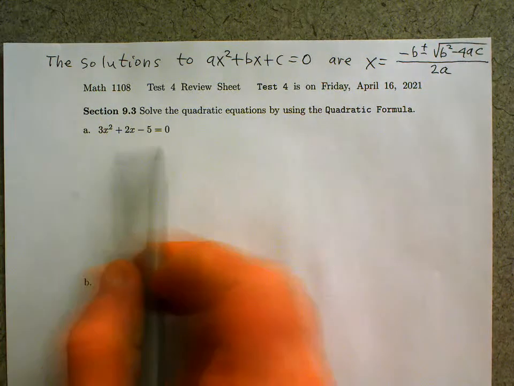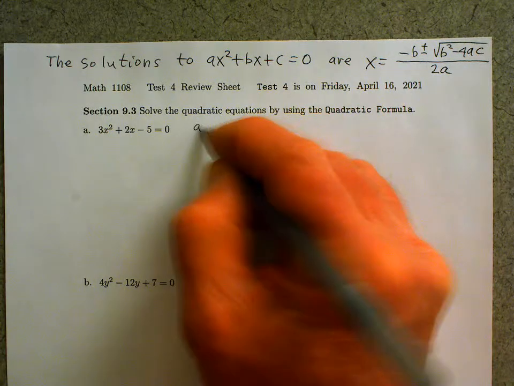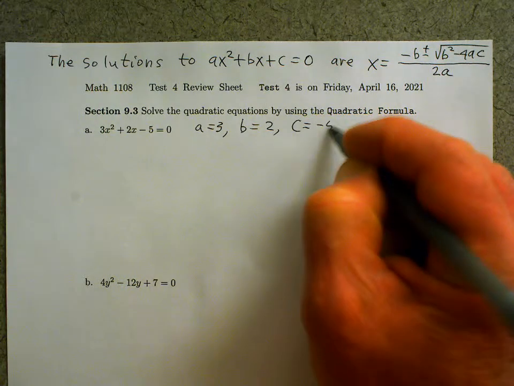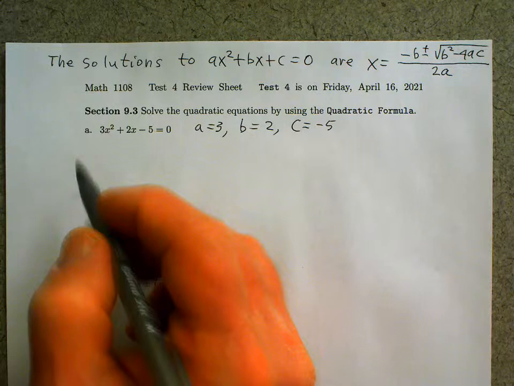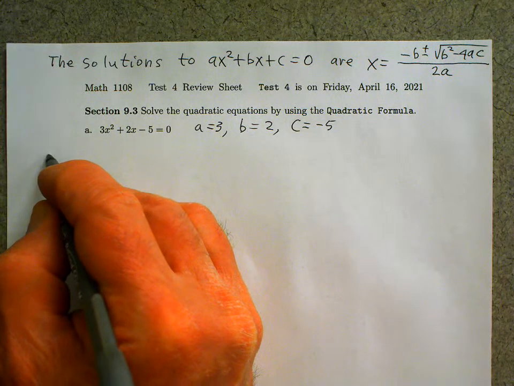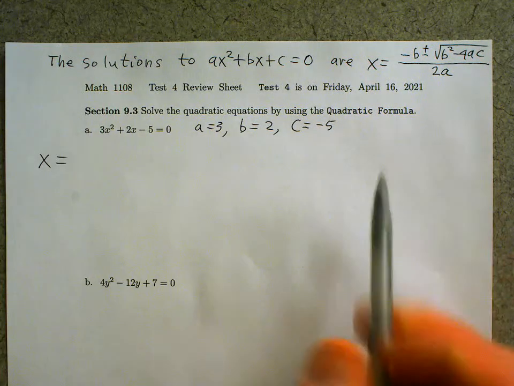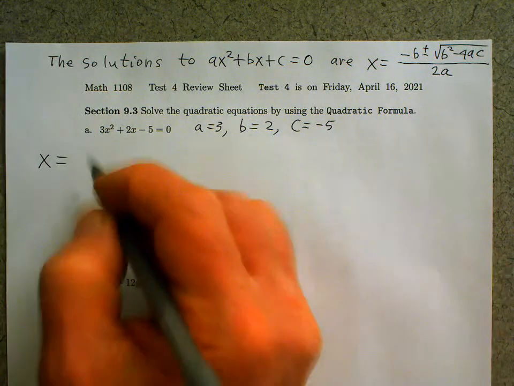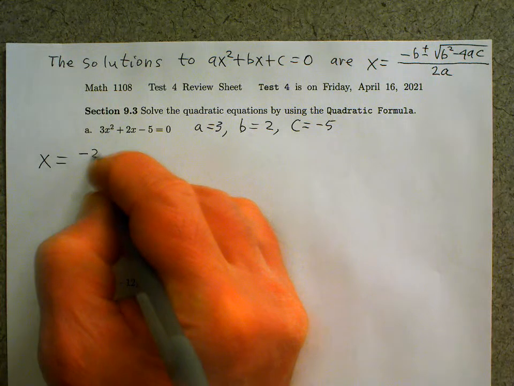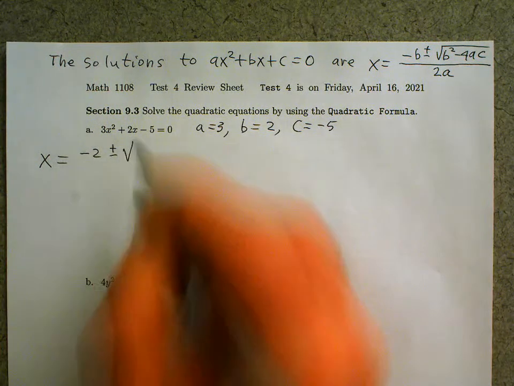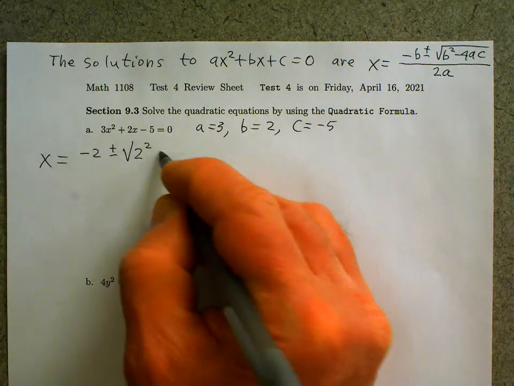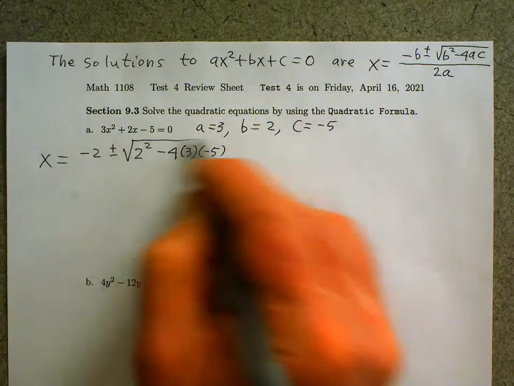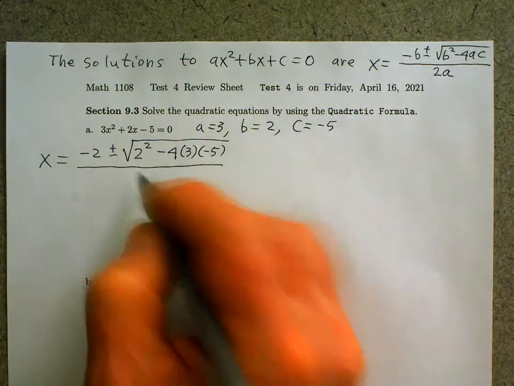For this quadratic equation, it's already in standard form. A is 3, b is 2, c is negative 5. So make sure you write x equals and then apply the right-hand side of the quadratic formula. So in this case, x equals negative 2 plus and minus the square root of 2 to the second minus 4 times 3 times negative 5, all divided by 2 times 3.